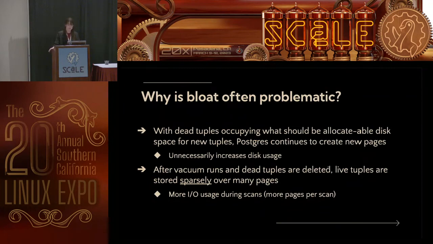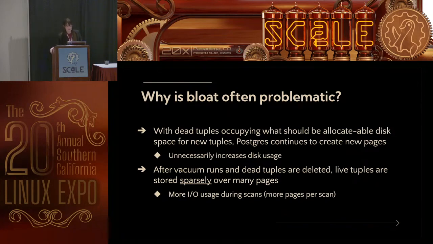Why is bloat often problematic? With dead tuples occupying what should be disk space or page space available for new tuples, it'll just basically continue to create new pages. It'll append page, append page, append page, when in reality, it'd be really nice if vacuum could clear out the existing dead area for reallocation. So this increases disk usage, but I would say that way more important than the disk usage part is actually the increased I/O. In our current world of lots of managed services and also just lots of fast drives, I/O usage can still be very expensive.